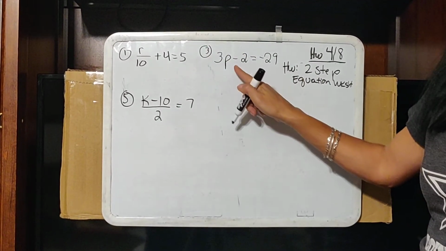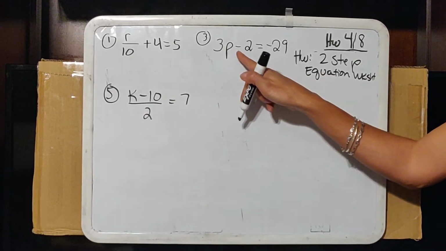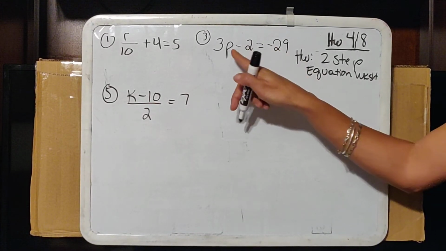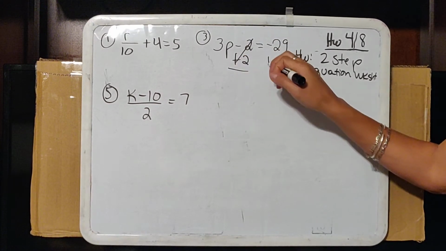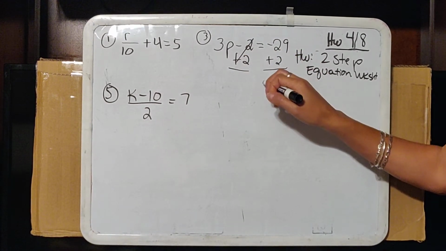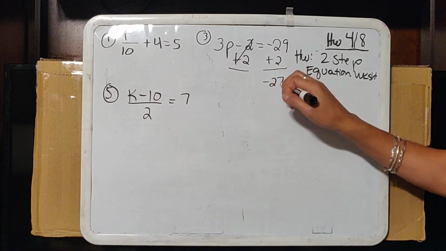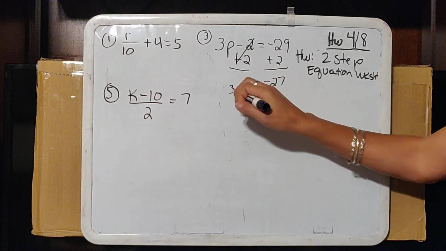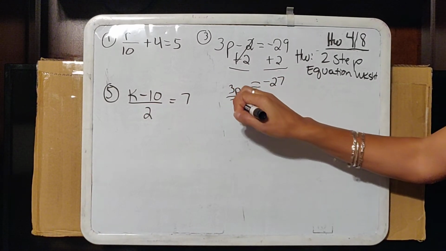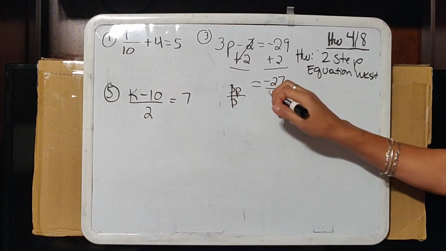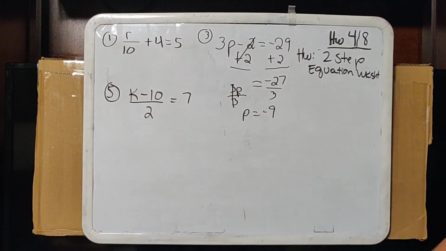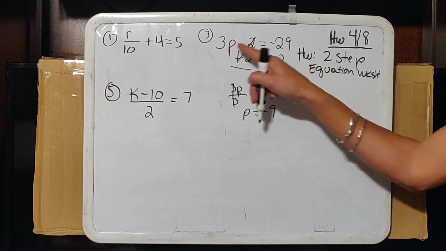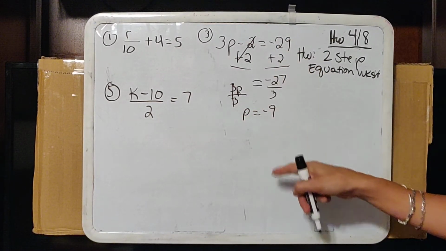So these are just going to be two-step equations. You're going to move the constants to one side and solve for the variables. So you would add 2, right? Add 2. Negative 29 plus 2 is negative 27. And this is 3p, so you're going to divide by 3, divide by 3, and you have p equals negative 9. Okay? Simple. Simply move the constants to one side, solve for the variable.